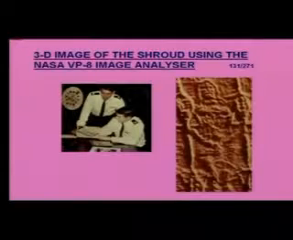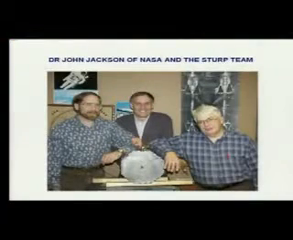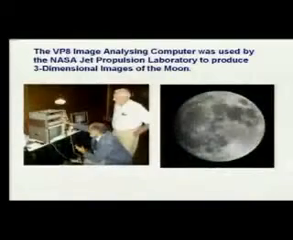Now we come to some really fascinating stuff: the shroud has three-dimensional image properties. And this was discovered by NASA. In the center there, you can see Dr. John Jackson of NASA and his Shroud of Turin research project team. Now, the NASA analyzing computer was first produced to analyze and produce three-dimensional images of the moon. What they did was send an orbiting satellite around the moon and take lots and lots of photographs of the moon, and then feed all those separate photographs and images into the computer, and the computer would produce a three-dimensional image of the moon.